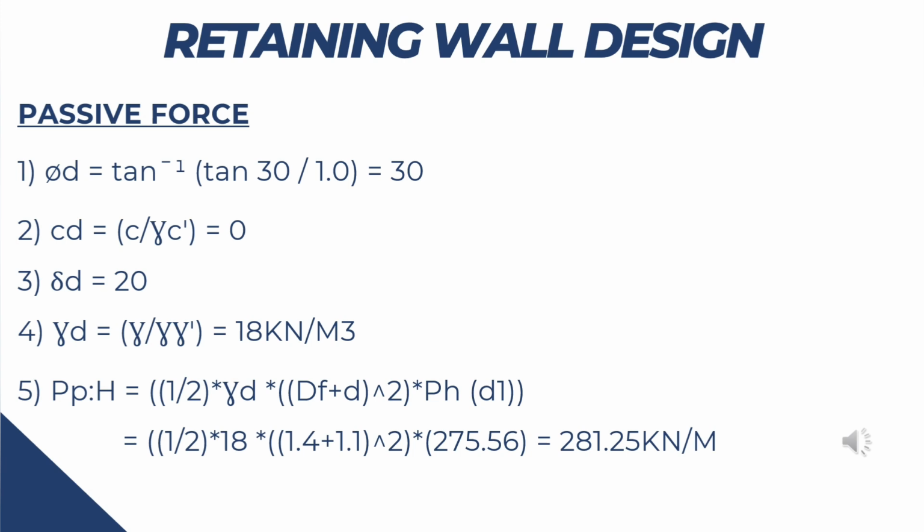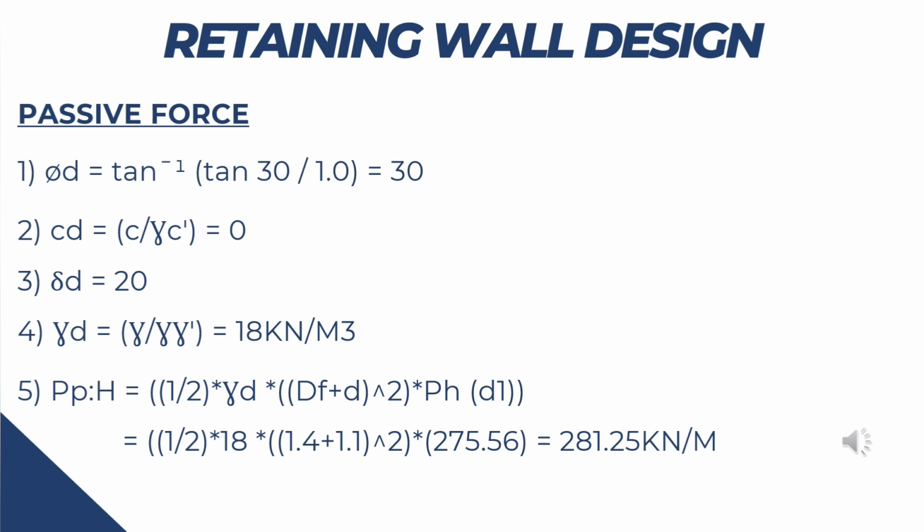And then we move forward to the total pressure force. The equation is 1/2 times gamma D, the gamma soil, times the F plus D to the power of 2, and then times the PhD1. So we got here 281.25 kN per meter.